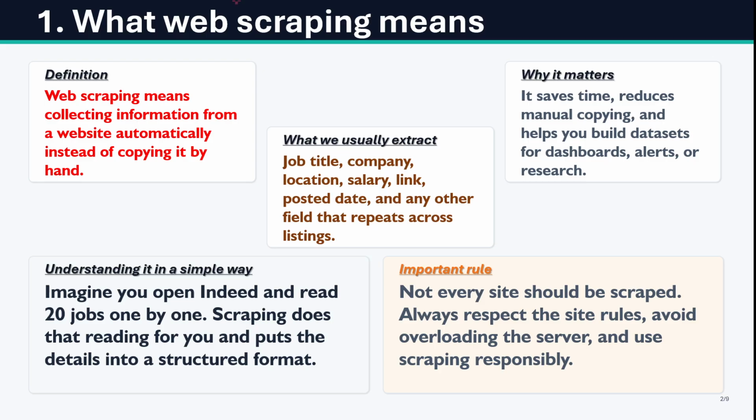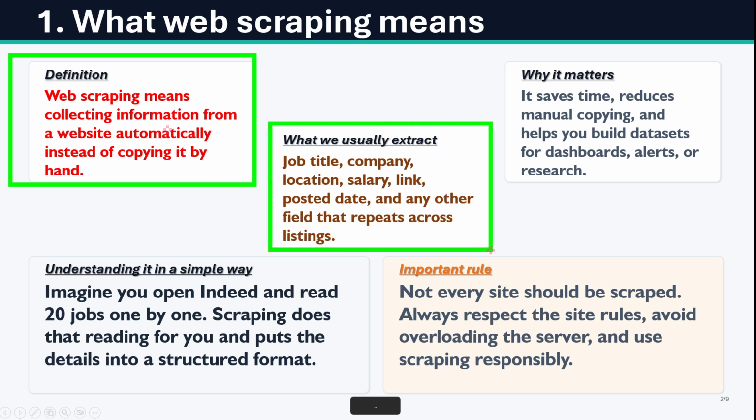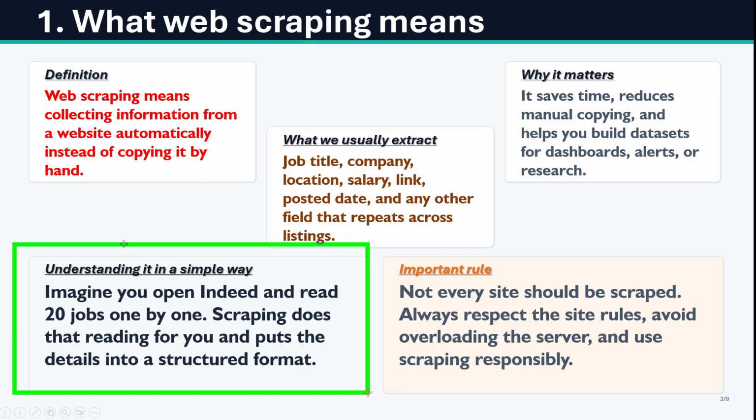Okay, so web scraping, we already talked about what it is. It's simply collecting information from a website automatically instead of copying it by hand, right? And you can usually extract job title, company, location, and a lot of different information based on what you're looking for. And it's simply time saving. It reduces manual copying like I just showed, and you can really build a lot of things with whatever data you're getting, right? So web scraping also allows you to put those details inside a structured format, not just copy automatically.